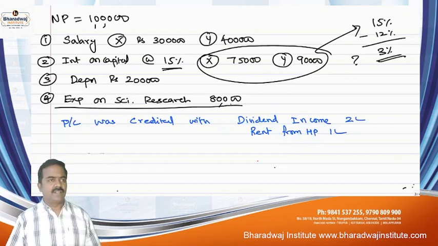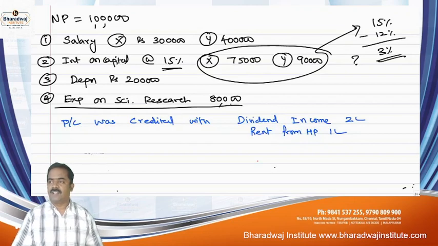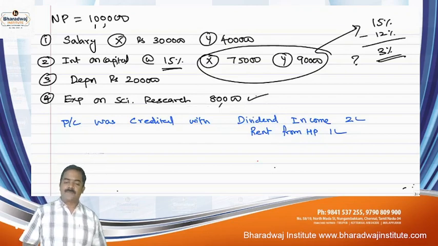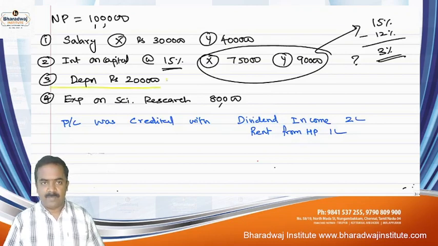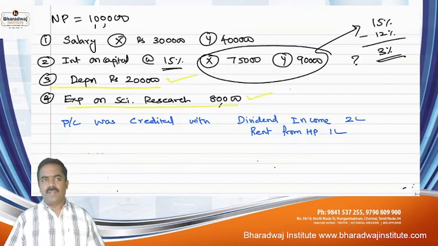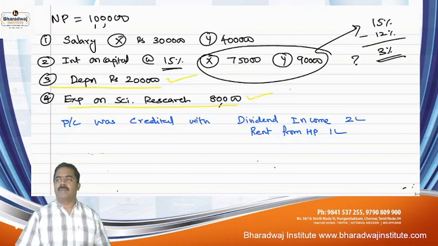Depreciation, this much is only allowed as per income tax law, so that is an allowed expense. Expenses on scientific research, can we claim them as an expense? Yes, they can be claimed. Unless specified, depreciation and expenditure on scientific research can be claimed as an expense.